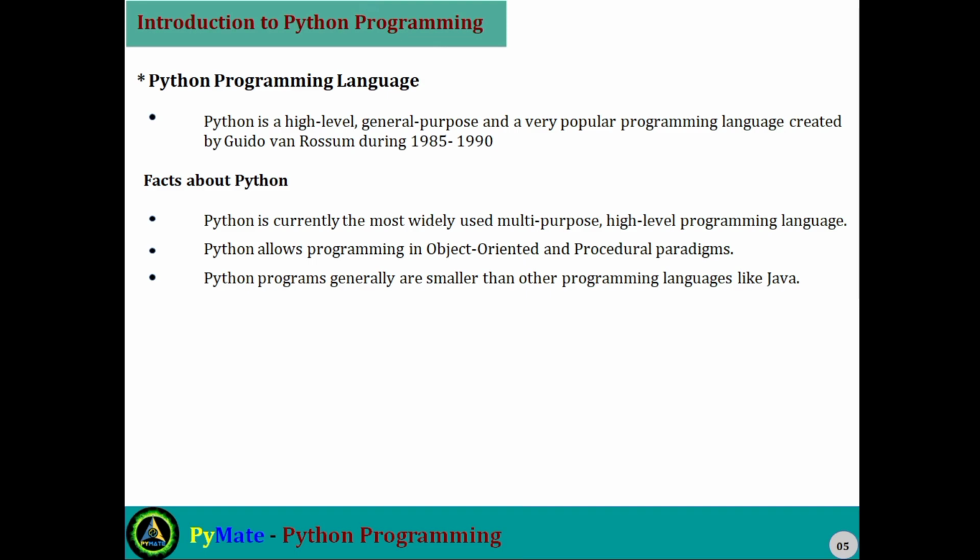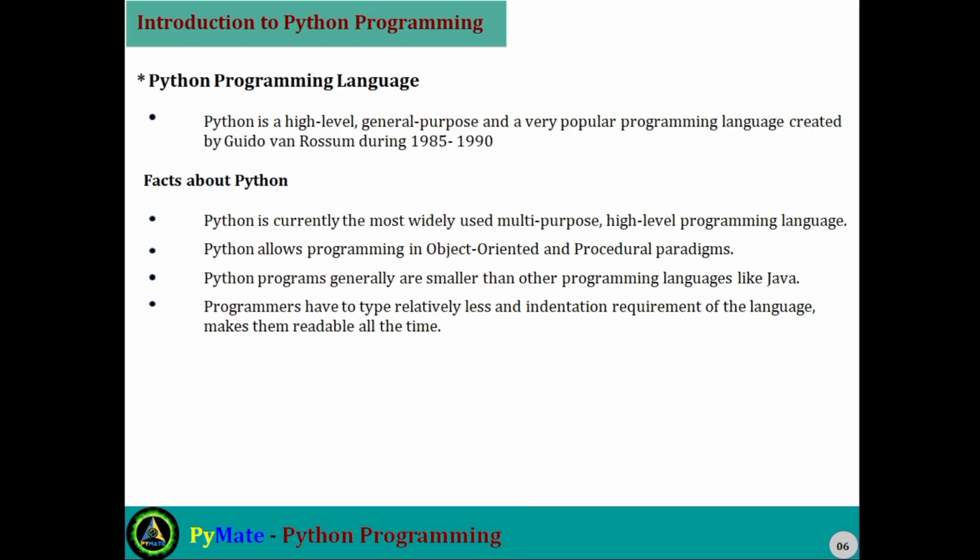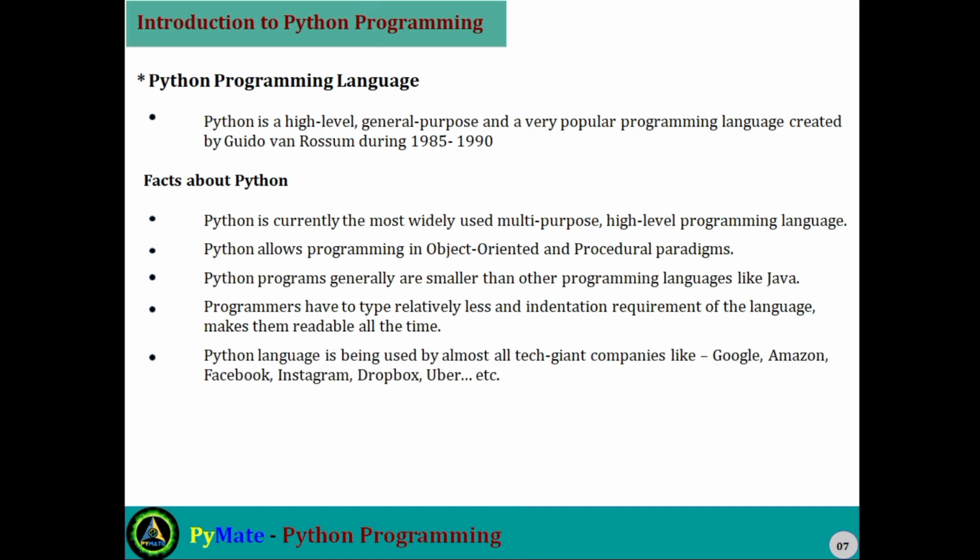Like if Java needs 5 or 6 lines, Python needs only a single line to print any name or any statement. Other languages require a minimum of 3 or 4 lines. So we need only a single line to print something in Python. That is why the user has to write only a few lines compared to other programming languages, which makes Python very readable all the time.